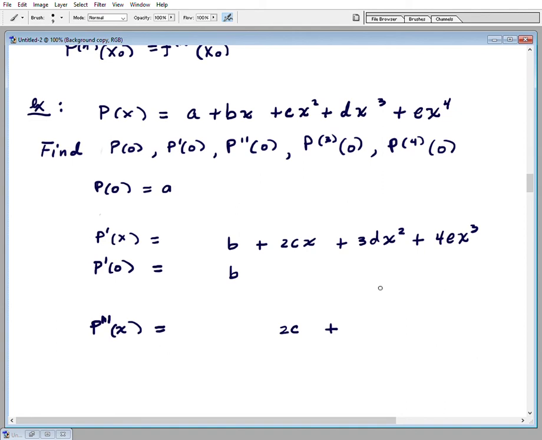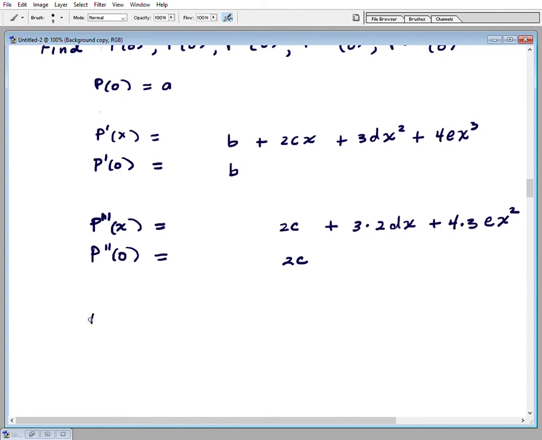Why do we stop at 4? Just for this example, to practice what happens when we take derivatives of polynomials. So here, second derivative: we have 2c, and what happens here? We have 3 times 2, bringing that 2 down, dx, and here we have 4 times 3, ex squared. Now let's substitute in 0, and we just have that 2c that remains.